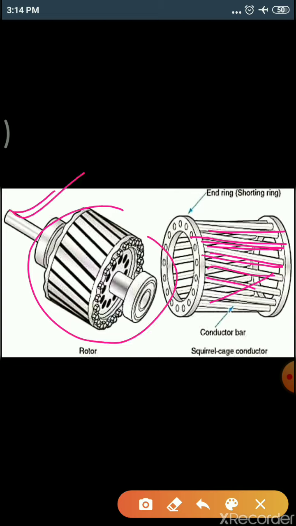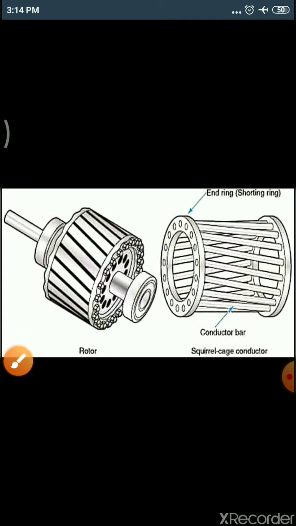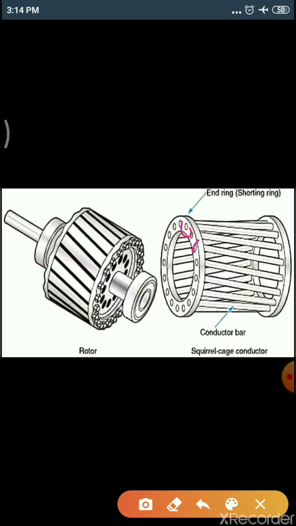You can see it is a shaft. The rotor is mounted on the shaft. The circles you can see are the end rings. Each bar has to be cut and short circuited by using the end rings. This is your squirrel cage rotor.